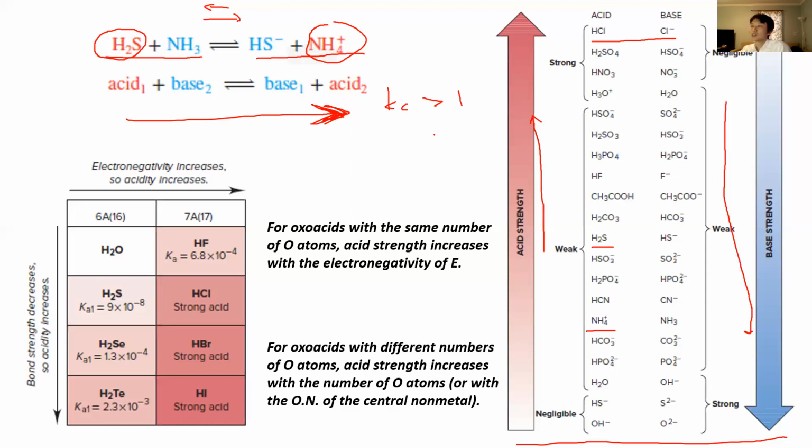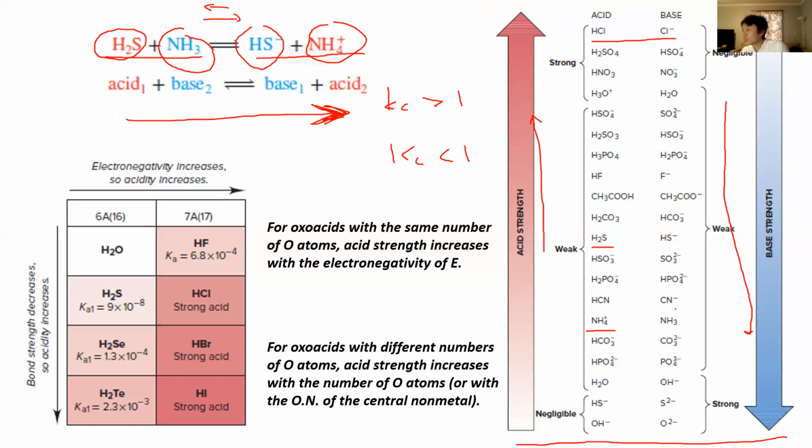Right, so if it's at equilibrium, the Kc is going to be equal to 1. But if it's preferred to the right-hand side, then Kc is greater than 1. And on the other end, if this reaction is reversed, that means the Kc will be less than 1.